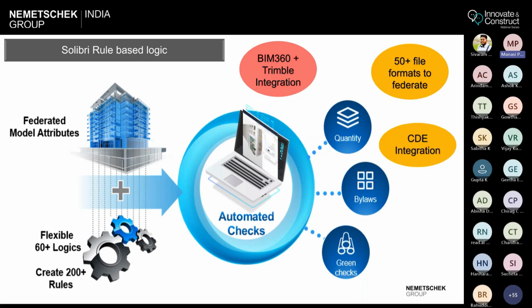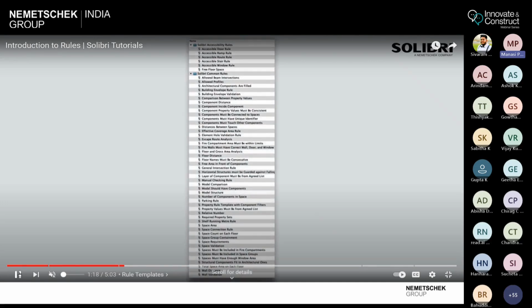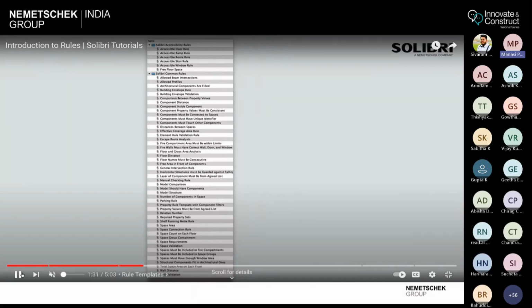So what rules or logics can Solibri help with? Let's see that list. It is a very exhaustive list of 200 plus rules, but let's see some examples here. So the basic one is a clash check, or a general intersection rule, wherein the elements are clashing with each other or intersecting with each other.